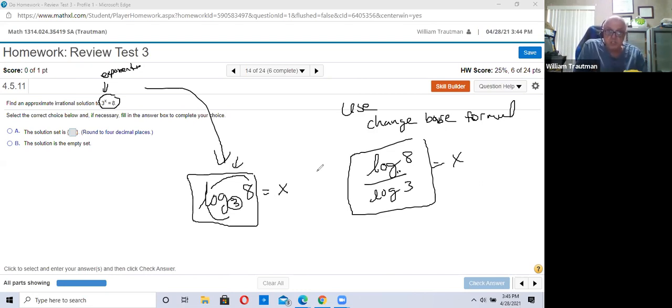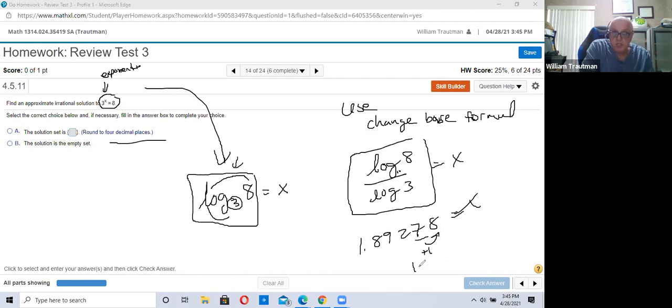So I type in fraction, log 8, close that parentheses. On the bottom, I type in log 3, close that parentheses, and I get for X on my calculator 1.89278. It says 4 decimal places. There's the 4th. Look to the right. Since it's 5 or more, you add 1. So my answer is 1.8928.